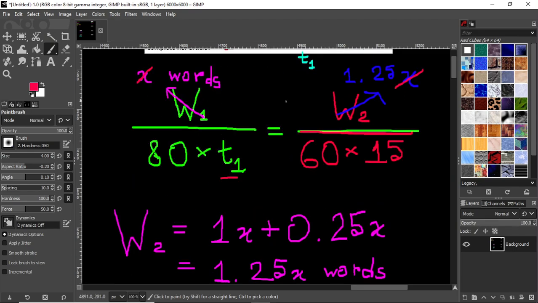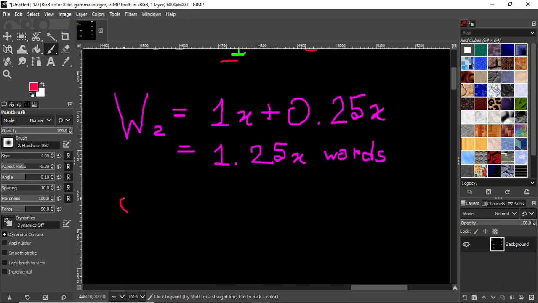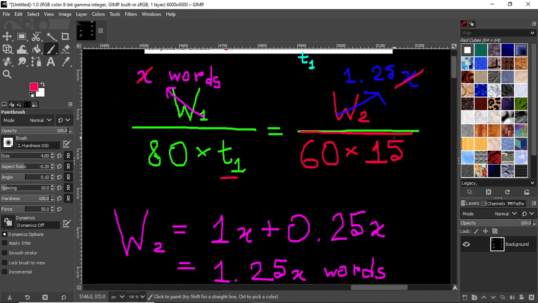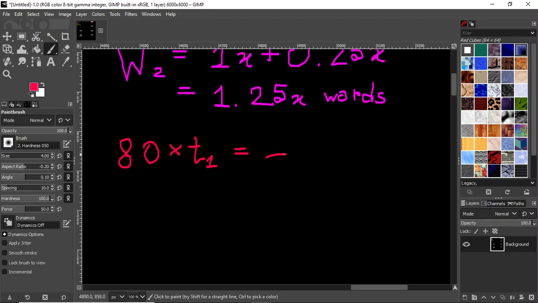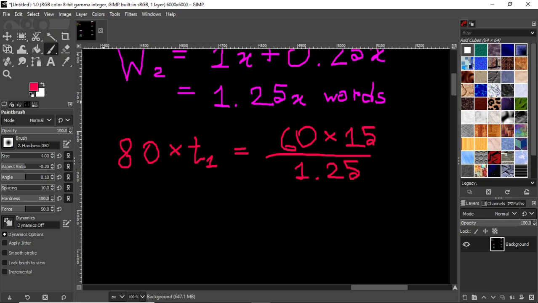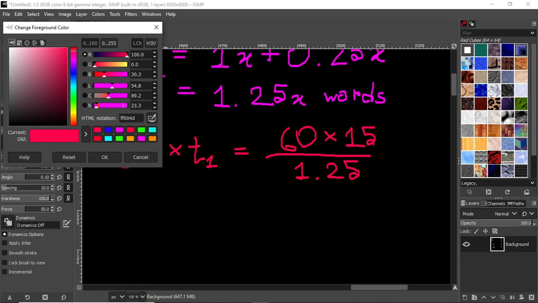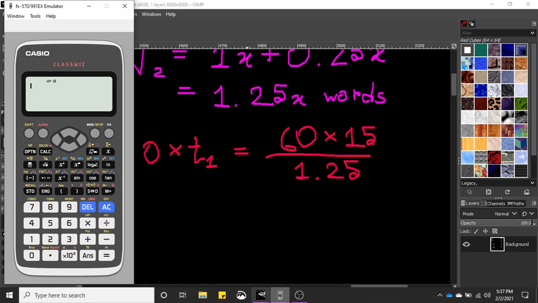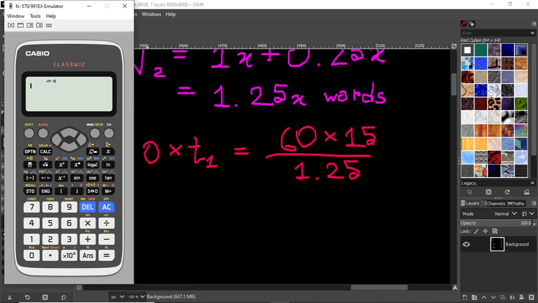Let's see. Again, I think the most convenient thing would be to invert both sides. So 80 into T1 divided by 1, so it's just 80 into T1 equals 60 into 15 divided by 1.25. Now, I could do this by hand, but let's just use a calculator. And by the way, I'm using the Casio emulator. This is pretty handy. You might want to download it.